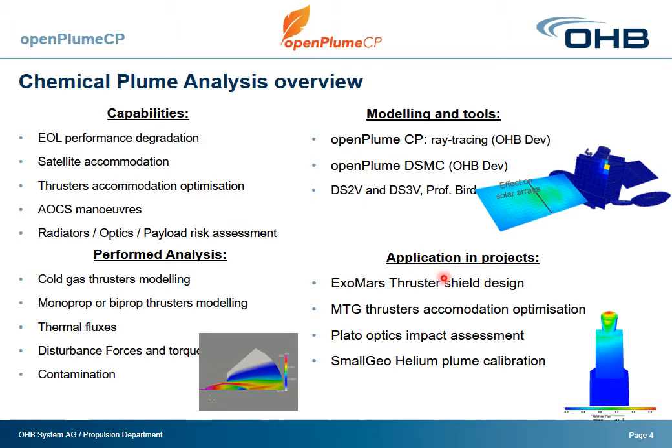So in the project, we helped to basically design thruster shields. We optimized the MTG, so this is the Meteosat Third Generation thrusters accommodation. Plato is a satellite with a lot of cameras that are going to be at a Lagrange point. So you see that it really has concrete application in the project. It's not like a theoretical analysis that we are doing.